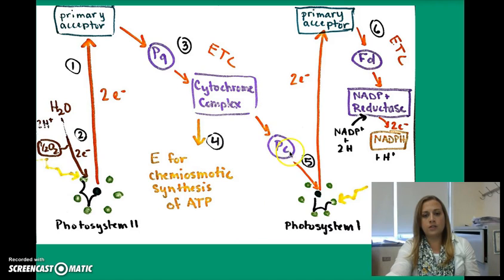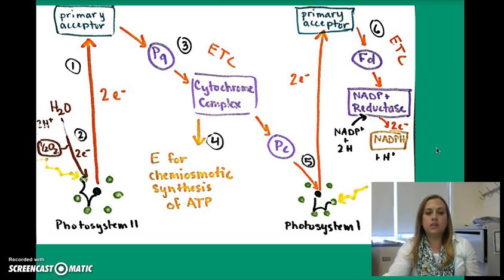Then you're going to continue down this electron transport chain. Step 5, we're back at photosystem 1, so again, more light energy coming in, more excited electrons going to that electron acceptor. And then step 6, we have this electron transport chain again, and now here we are going to end up producing NADPH. So we have NADP plus reductase, an enzyme that is going to convert the 2 NADP pluses and 2 hydrogens with 2 electrons to make NADPH.